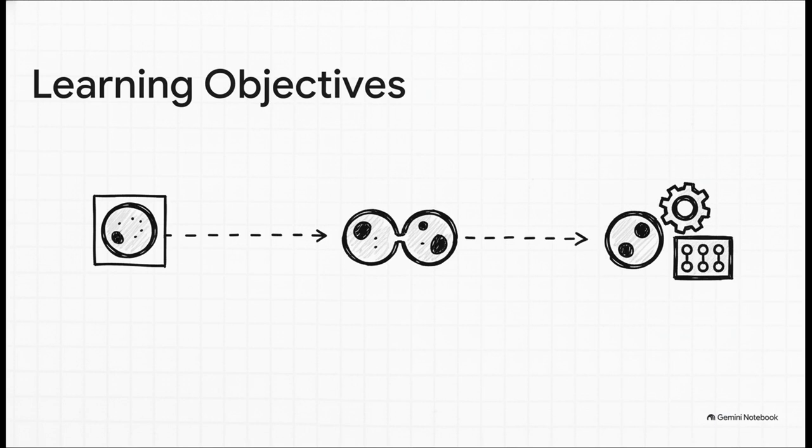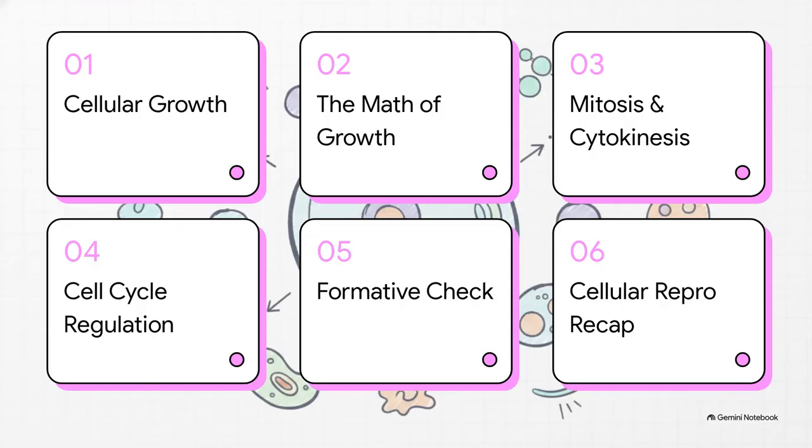We've got three main required concepts to conquer today. First up, cellular growth, specifically why cells have physical size limits. Then, we'll unpack the actual mechanics of mitosis and cytokinesis. And finally, we'll step inside the biological control room to look at cell cycle regulation. By the time we finish, you're going to have a crystal clear picture of how these three vital processes work together. So, here is our agenda for the explainer.